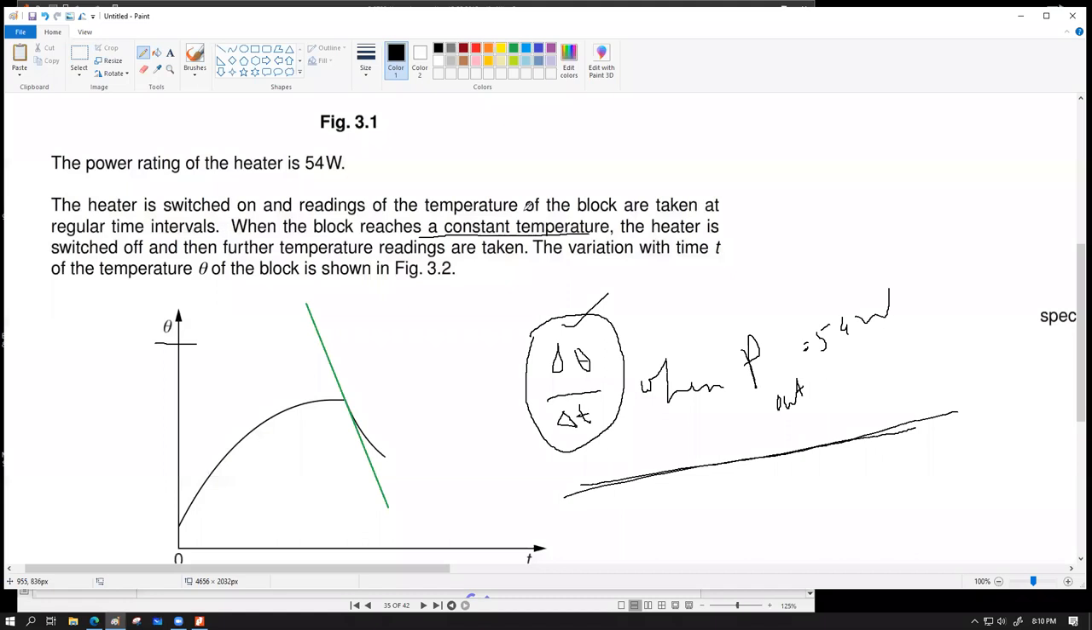Sir, power loss is still 54 watt after we switch off the heater. At that instant of switching off the heater, power loss is 54 watt. And then from that point onwards, the power loss will slowly become less and less. Oh, okay. And when is that? When it is at the maximum temperature? Yes, at that instant, the power loss is 54 watt.